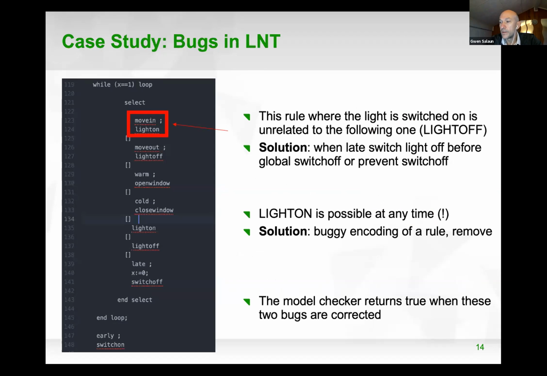The first solution to avoid this problem is to switch off light when late before applying the global switch off. Another solution is to prevent the global switch off if there is still a light on. There is another piece of specification where it is possible to switch on the light at any time. This does not make any sense and actually corresponds to a buggy encoding of a rule. The simplest solution in that case is to remove this piece of code. Once these two bugs are corrected, the model checker returns true for the given property.